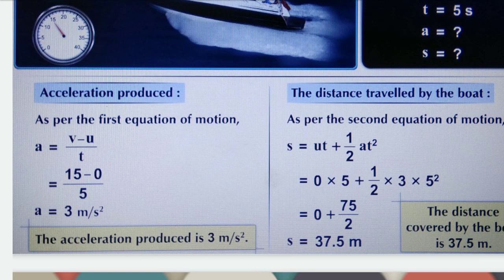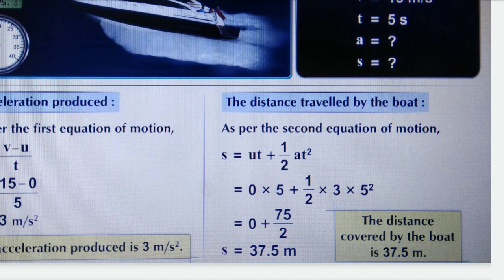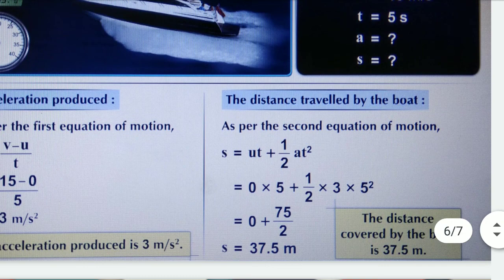Now, the second part of the example is we have to find out s, that is the distance traveled by the boat. As per the second equation of motion, s is equal to ut plus 1/2 at square. Put the values. Therefore, s is equal to 0 into 5 plus 1/2 into 3 into 5 square. Therefore, 0 plus, square of 5 is 25. 25 3s are 75. 75 divided by 2. Therefore, s is equal to 37.5 meter. The distance covered by the boat is 37.5 meter.